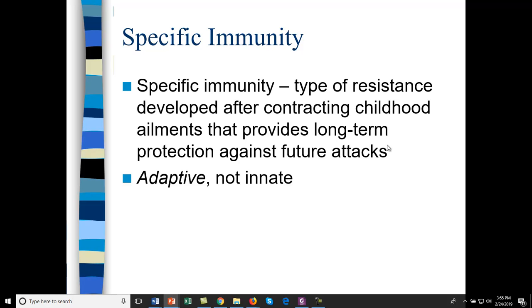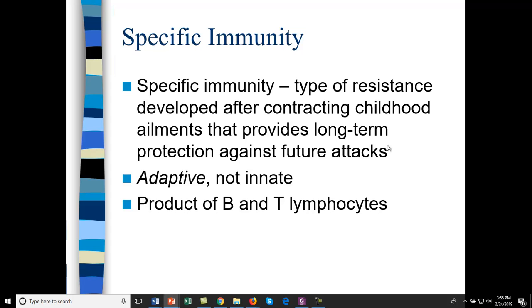We can say it's adaptive. We can also say that it's acquired, but it is not innate. It's not something that you're born with. And it's a product of T and B lymphocytes.